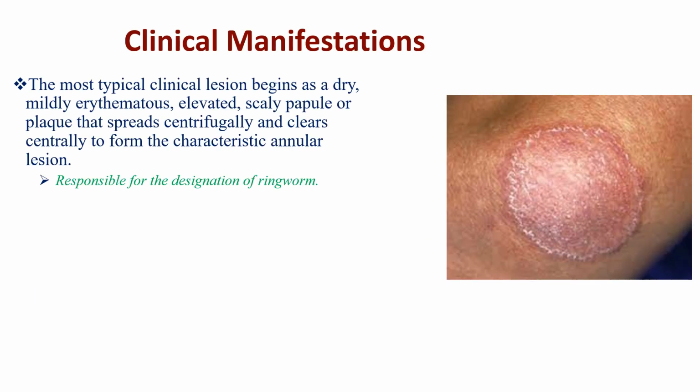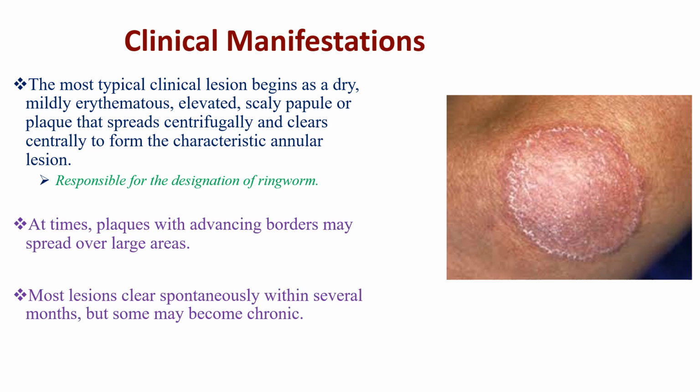When we look at clinical manifestations, the most typical clinical lesion begins as a dry, mildly erythematous, elevated, scaly papule or plaque that spreads centrifugally and clears centrally to form the characteristic annular lesion. That is why they are called ringworms. At times, plaques with advancing borders may spread over large areas and they may coalesce. Most lesions clear spontaneously within several months, but some may become chronic.